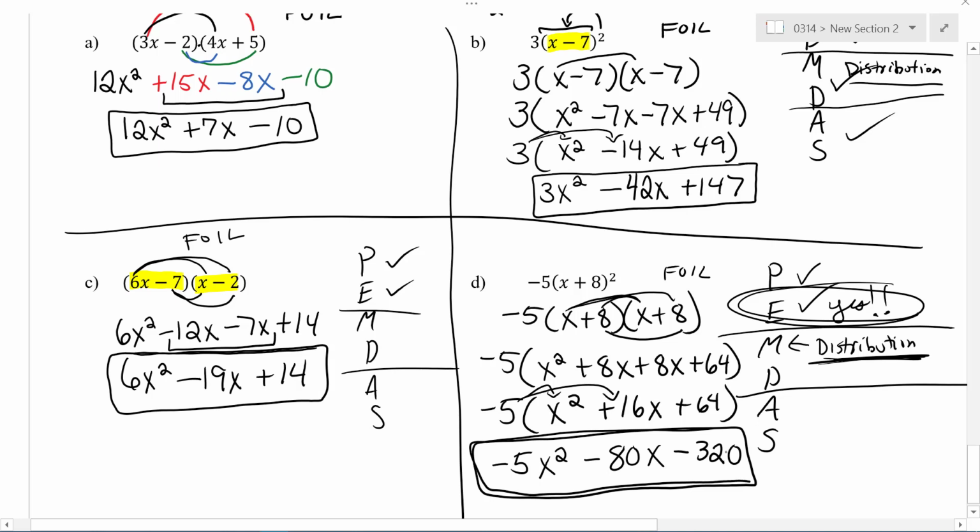Okay, so the takeaway from today is to practice, make sure you know order of operations, make sure you know how to work with variables, make sure you know how to work with exponents, and make sure that you know how to FOIL. Okay, so those are the things that we're going to be using frequently in this course in the future.